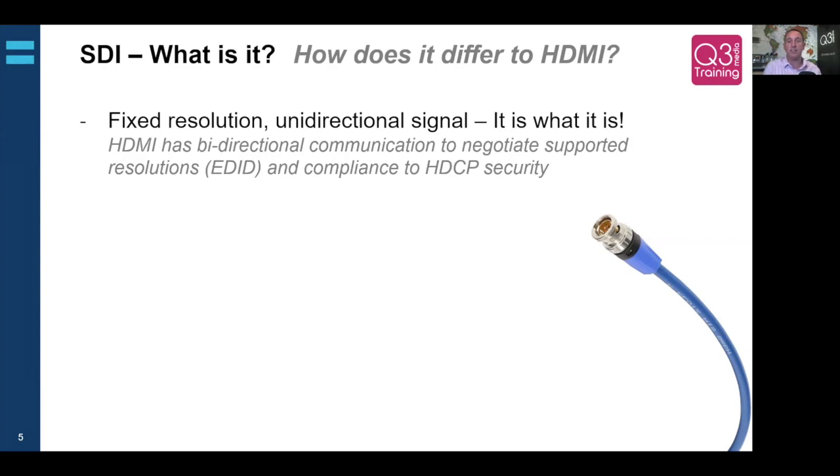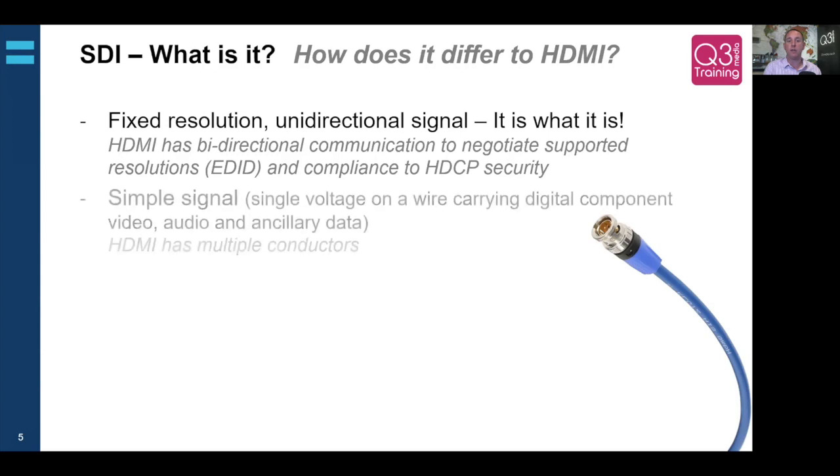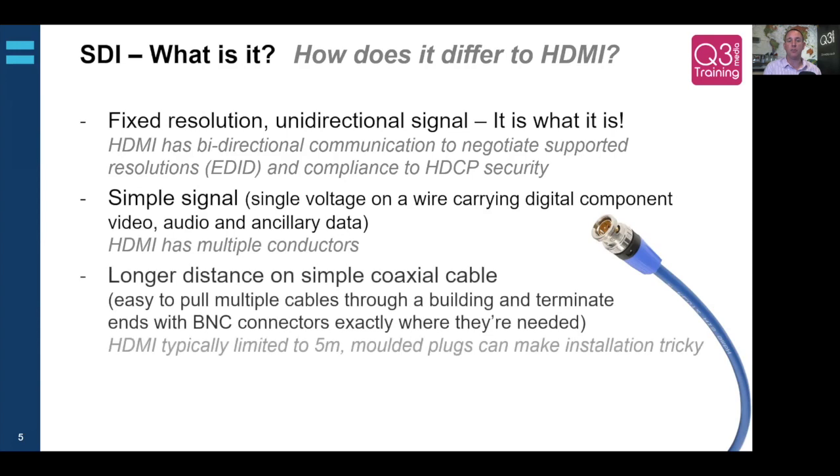Is just what it is. It's there. Plugging it into something doesn't change what it is. Unlike HDMI, which has bidirectional communication to figure out what the display can support in terms of resolution and whether or not HDCP security is enabled, so that you don't even get pictures on HDMI unless it knows it's safe to do so, SDI is a really simple signal. It is just a single voltage on a coaxial cable, so ones and zeros, whereas HDMI's got multiple conductors.